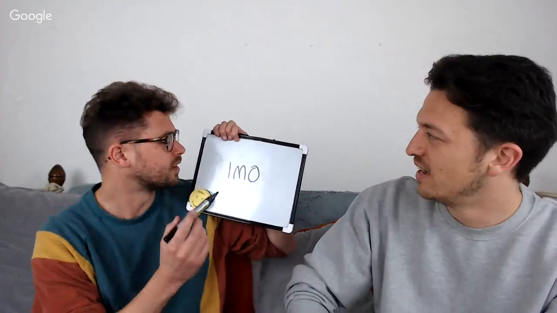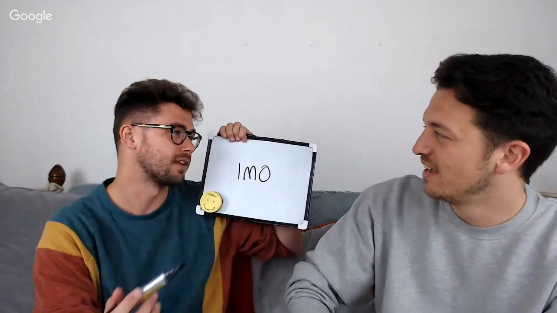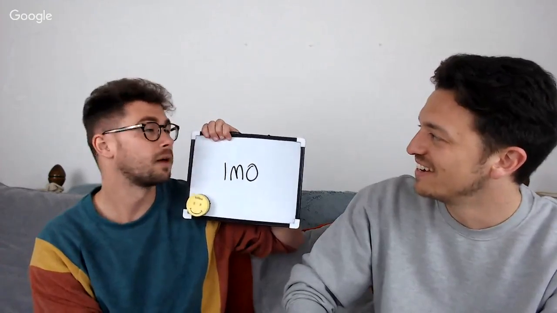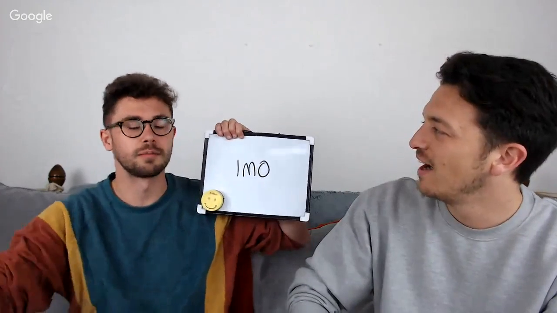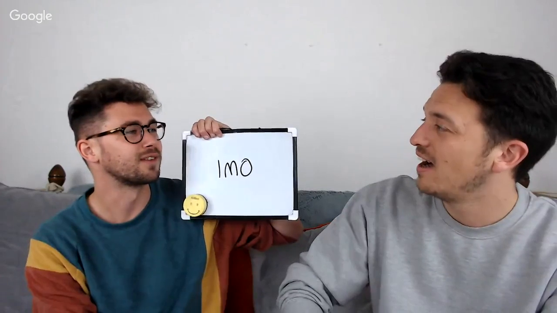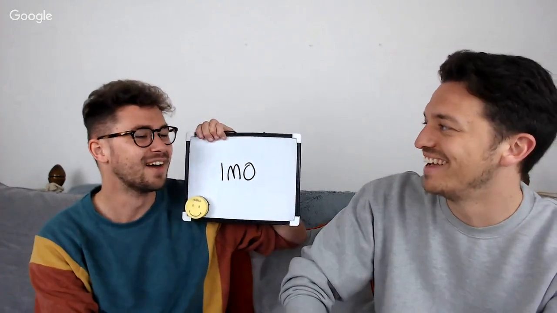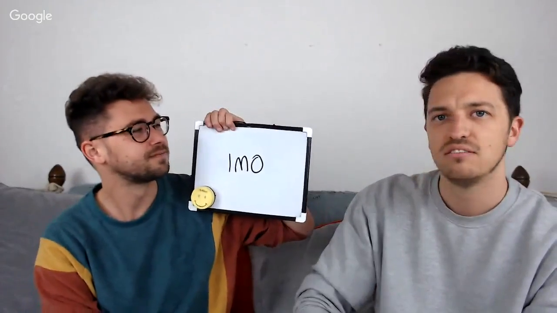IMCO. No, IMMO, in my mum's opinion. Is that a real one? No. That's quite a good one. That would be good though. I like that. Good way to kind of pass the blame on to someone else. IMMO. Your glasses make you look weird. Your mum said that. What a bitch. Rude.